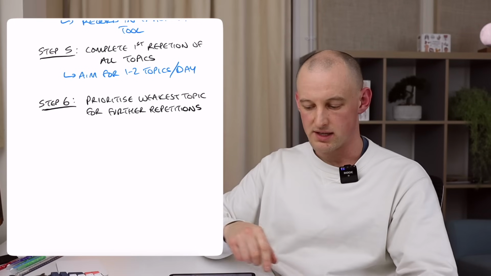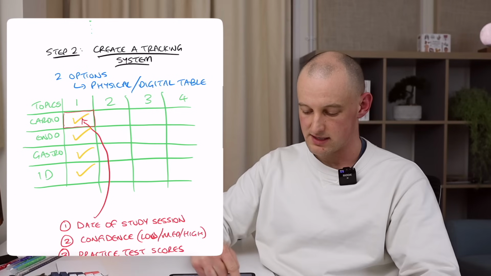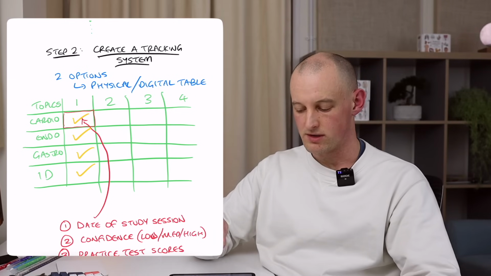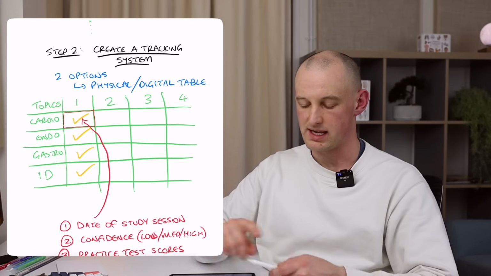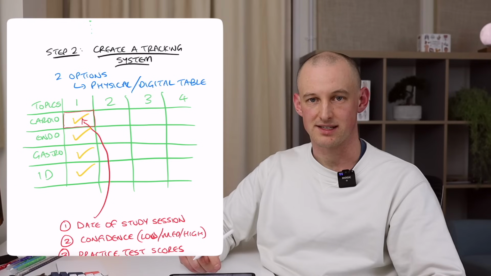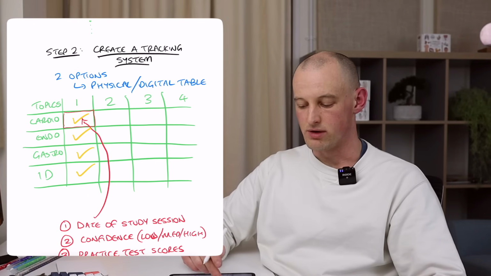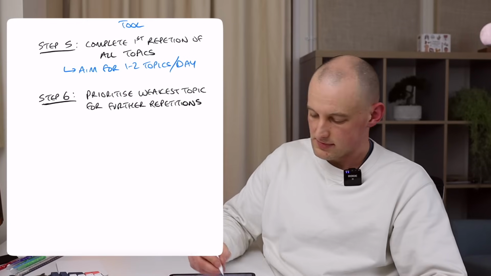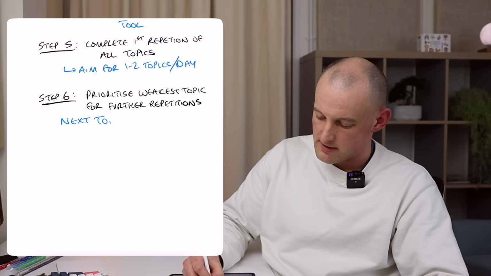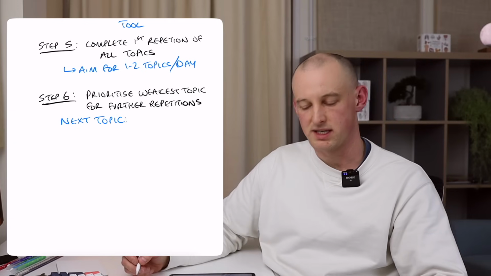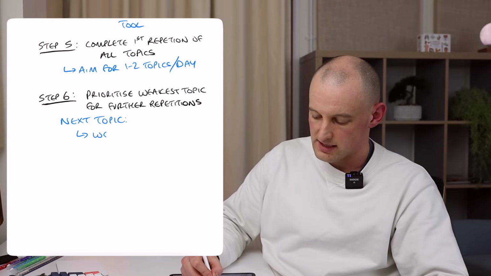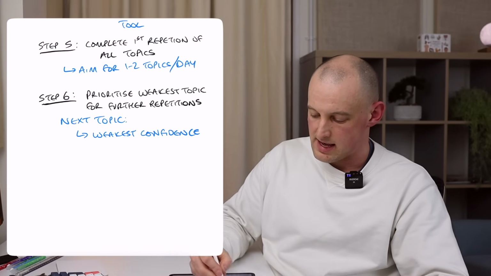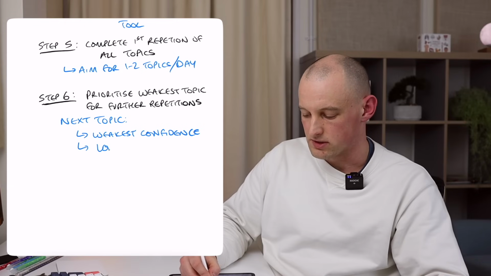But when you've completed all of the first set, that first repetition of all the topics, then you arrive to do session 2 and you say, which topic should I cover next? Because I've done all of them once. You look for the one that you're weakest at. So when you come to sit down in the library and decide which one to do, your next topic is your weakest confidence and your lowest scores.